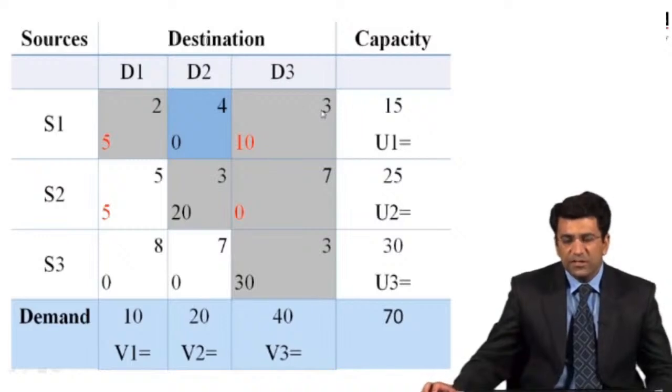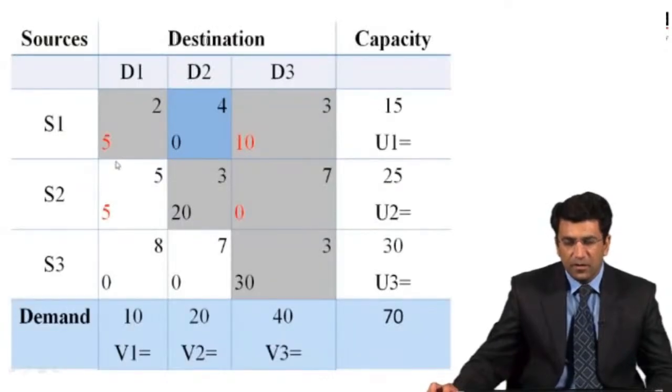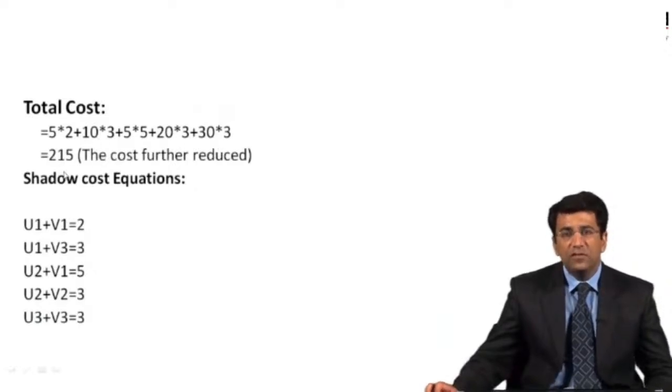So we only formulate these equations for the occupied cells. It is again a very important point to be noted. We formulate these equations for the occupied cells. So these are the different equations, and this is our total cost for our last plan, that is again 5 multiplied by 2 plus 10 multiplied by 3, 20 multiplied by 3 plus 30 multiplied by 3 plus 5 multiplied by 5. So if we add up all of these costs, it will become 215, and you can always see that in this particular plan the cost has been reduced from our previous total value of cost.